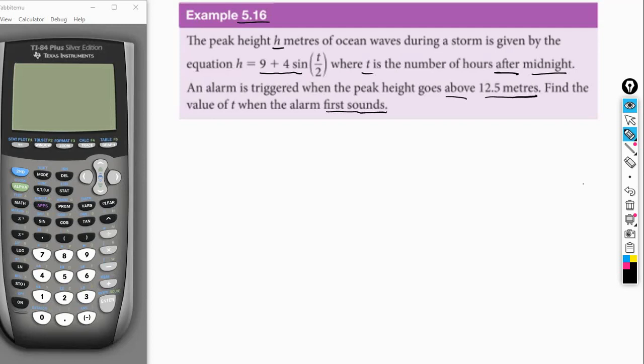Okay, so for this, we're going to use the GDC. We need to go to y equals, and we enter the first function, 9 plus 4 sine of x divided by 2, but also we need to enter the equation for 12.5 meters, which is going to be a horizontal line, 12.5.